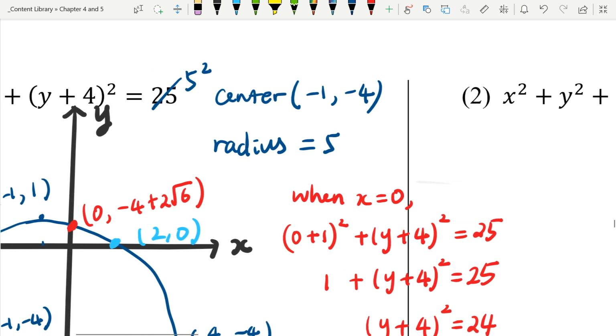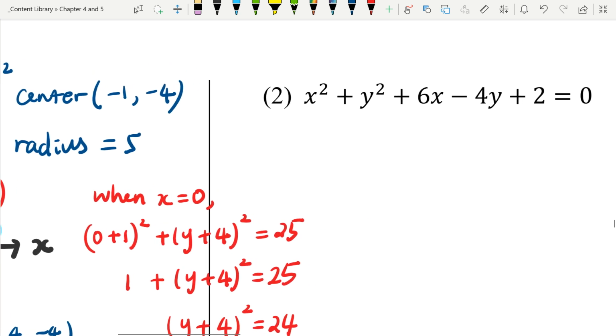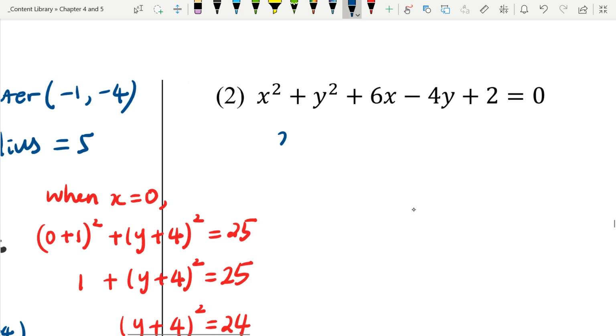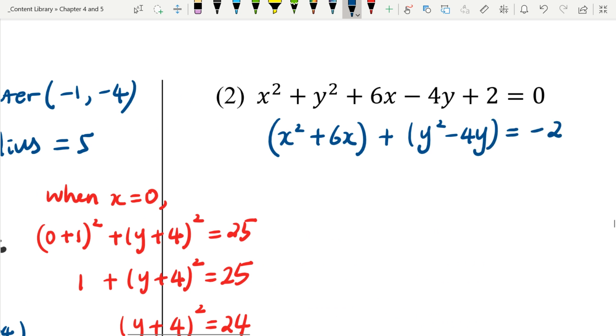I want x minus h squared. That's basically a completing square form. So what we'll do is I will complete the square for those two, and I will complete the square for those two. The two I don't really mind moving to the other side. So I will complete the square for the x terms and I will complete the square for the y terms.